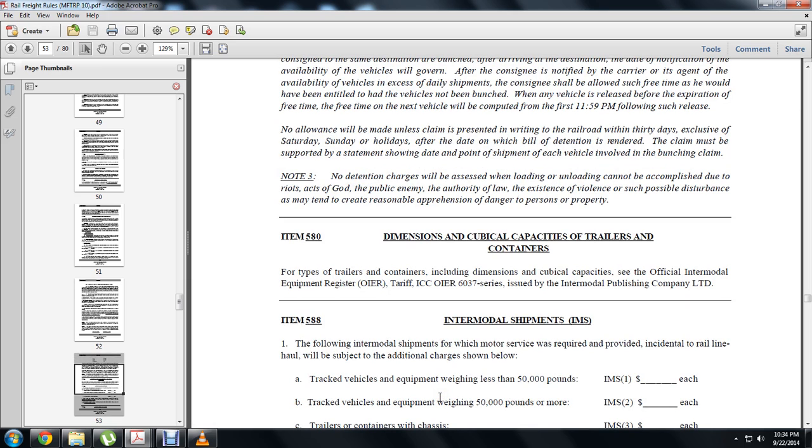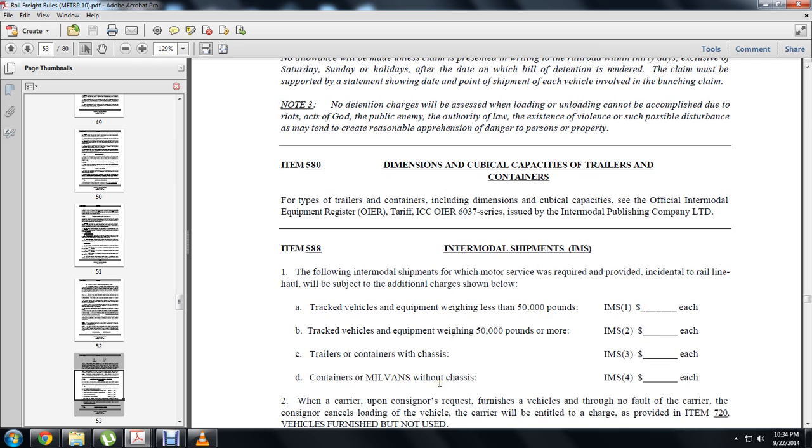Dimensions and cubical capacities of trailers and containers. For the types of trailers and containers included, dimensions and cubic capacity are found in the Official Intermodal Equipment Register, the OIER, the tariff of ICC, and OIER 6037, distributed by the Intermodal Publishing Company, Ltd. Intermodal shipments, IMS.